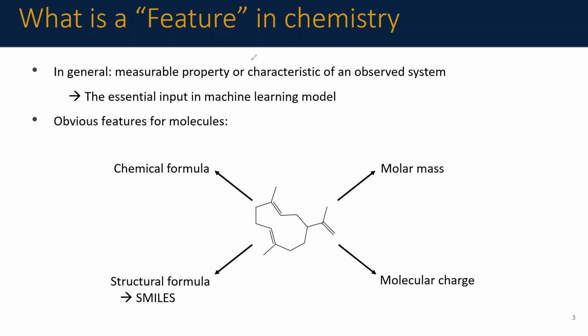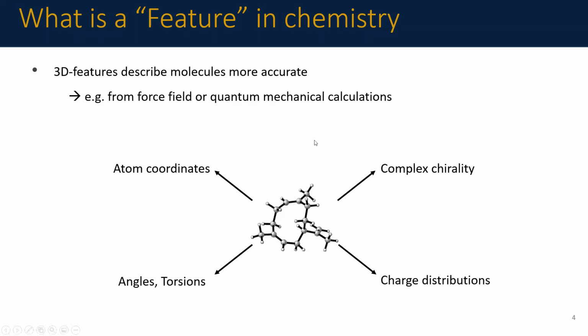We can get the chemical formula, the molecular mass, and stuff like this out of it. Also, we can get the structural formula and charges. But a much better representation would be a 3D representation, for example, from a force field calculation or a quantum mechanical calculation or some kind of semi-empirical calculation. By this, we, for example, get atom coordinates or charge distributions, angles, torsions, and also more complex chirality. So that's all very easily understandable features.